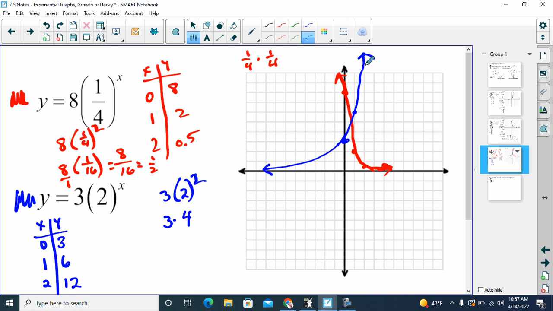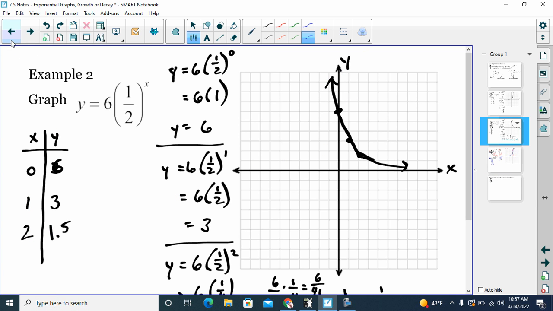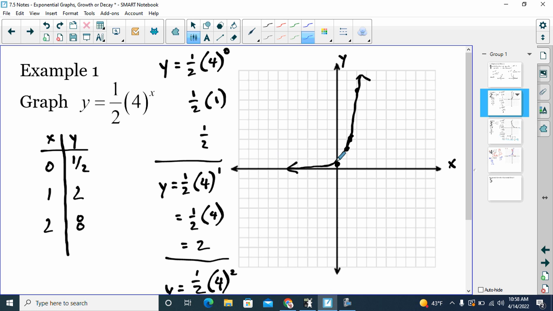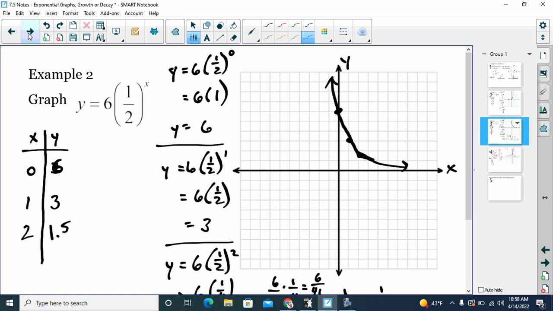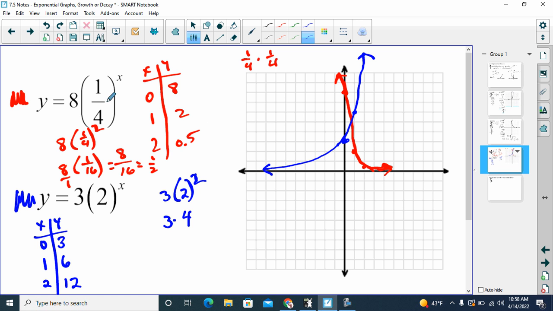These two graphs look different. This one starts low and goes high. This one starts high and comes down low. Same with these two. This one here started high and went low, whereas example 1 started low and went up high. I want you to think for a minute. Take a look at those 4 equations. So the red one and the blue one, as well as the ones in examples 1 and 2.